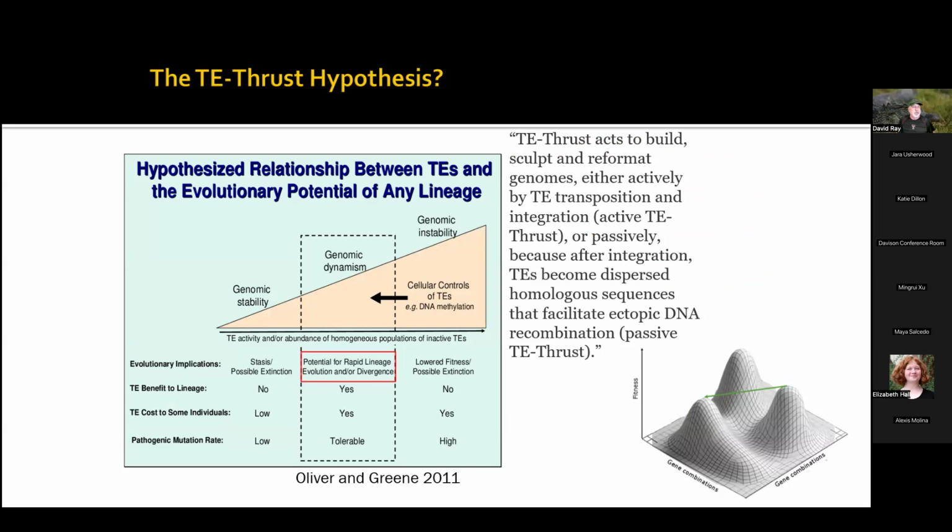One of those is this thing called the TE thrust hypothesis. The TE thrust hypothesis is an idea that came about from Oliver and Green several years ago. It sort of gelled in the community for a relatively long period of time. It's this idea that you have this set of sequences that are able to move from place to place. They take up large parts of your genome, and they can disrupt things in all those different ways that I talked about before. And that can act as an evolutionary force to increase diversity, genomic diversity, phenotypic diversity, all these different types of diversity as a result of that.